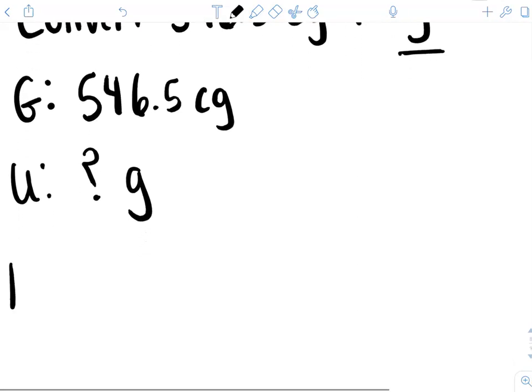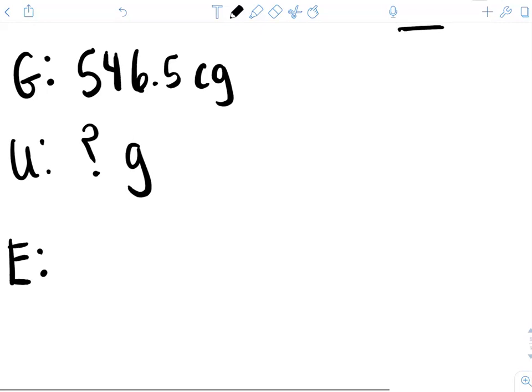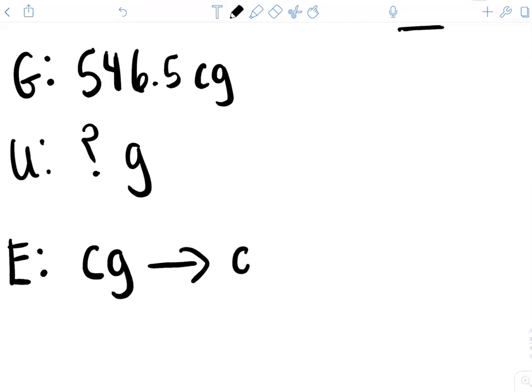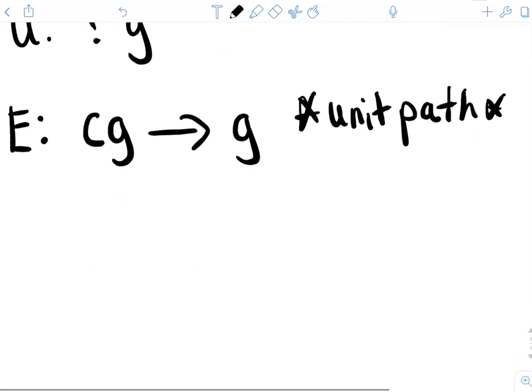So now, we need to figure out our unit path. Basically, how am I going to be able to do this, to change my units? So I'm always going to start with my given. That's always going to be the first part of my unit path. And then I'm going to go to grams. So again, that's my unit path. But now I have to figure out what is the relationship between centigrams and grams using my chart.